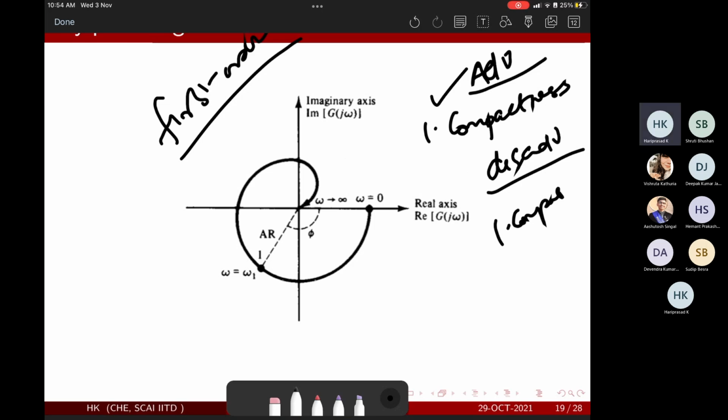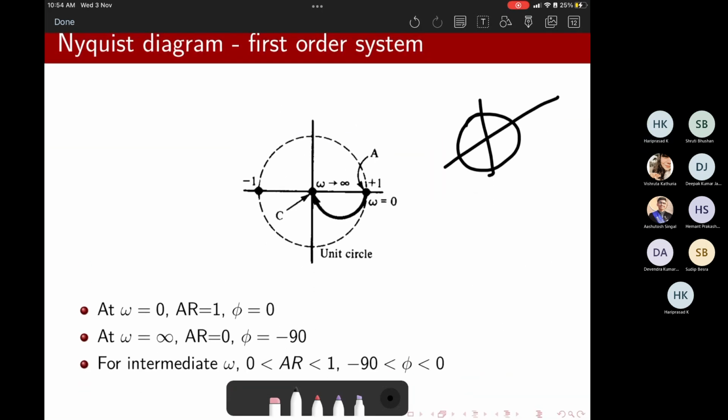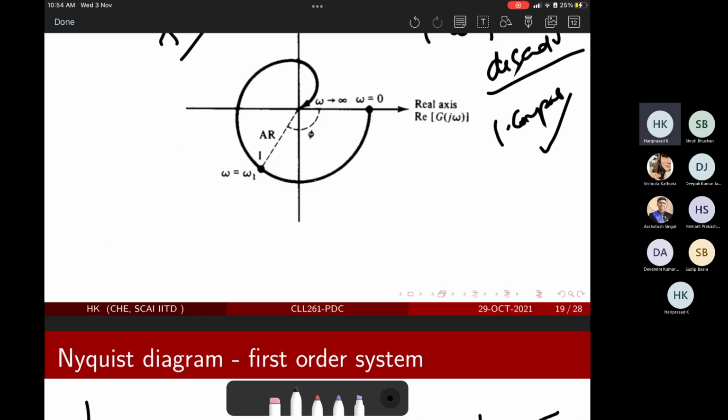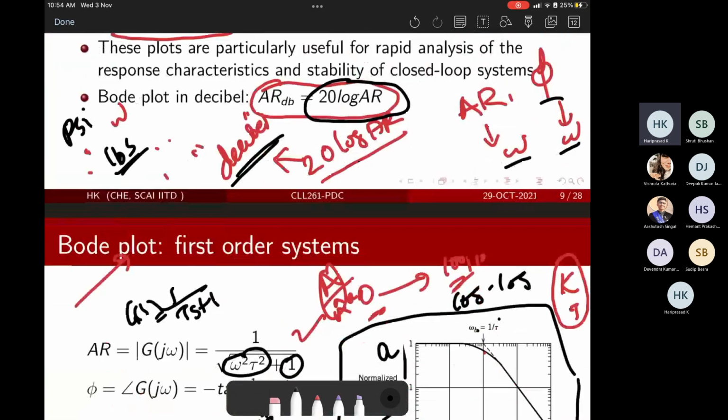But for a naive person, this compactness becomes a disadvantage. So are you able to read things very quickly from the Nyquist plot compared to the Bode plot? Can someone say? Okay, so I'm saying this is the Nyquist plot of a first order transfer function. You have your Bode plot also. So I am also drawing the Bode plot side by side.